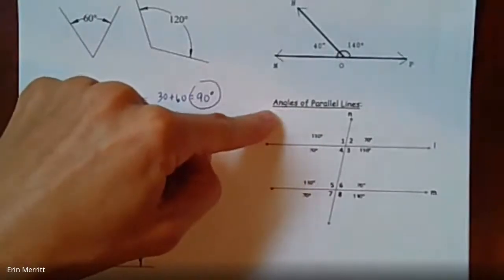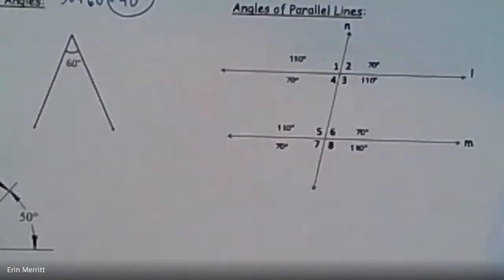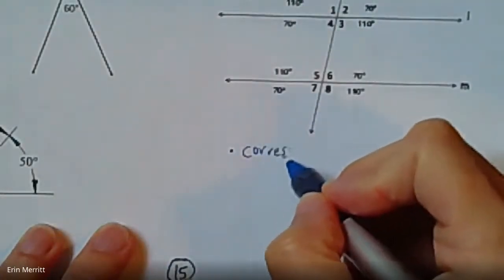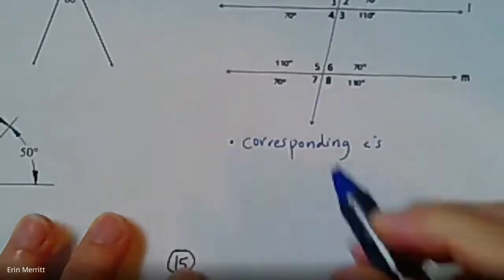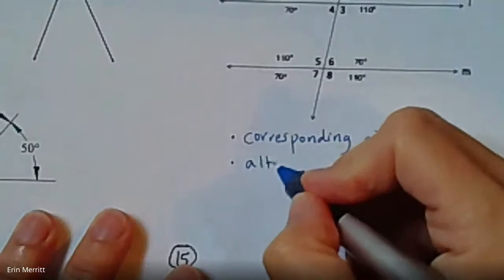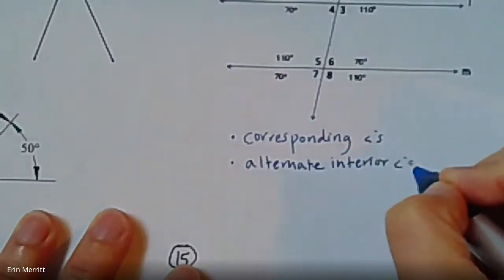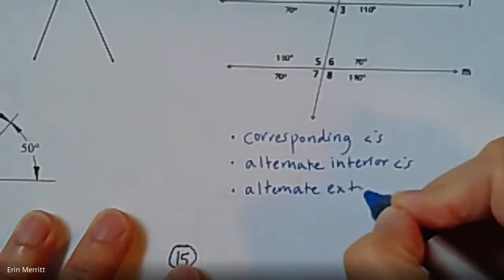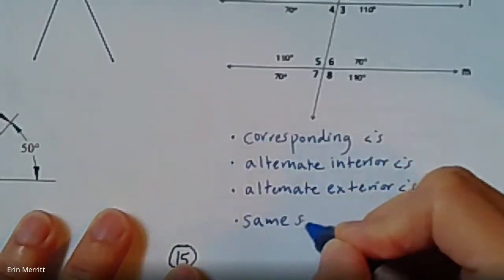And then angles of parallel lines. There's some examples given here where you can see that the only two angle measures popping up are the 70 and 110, but the pairs that you need to know, corresponding angles. I'm going to use that little symbol for angles here. Alternate interior angles. Alternate exterior angles. And then same side interior.